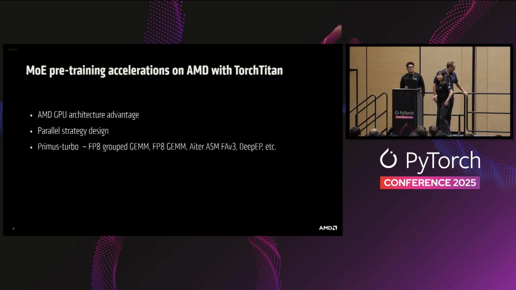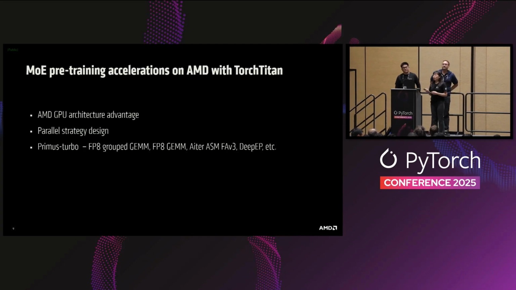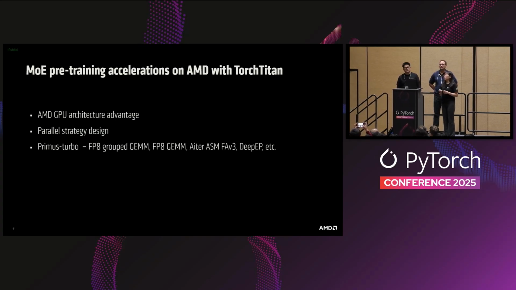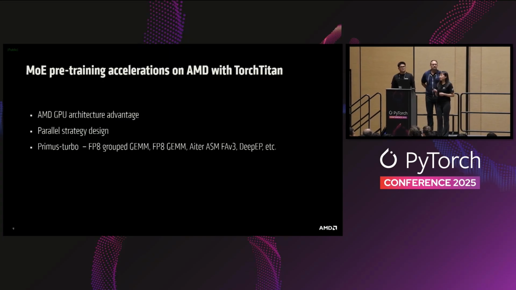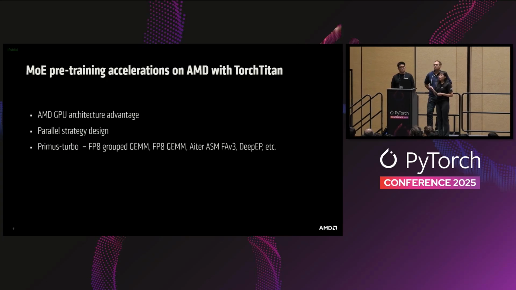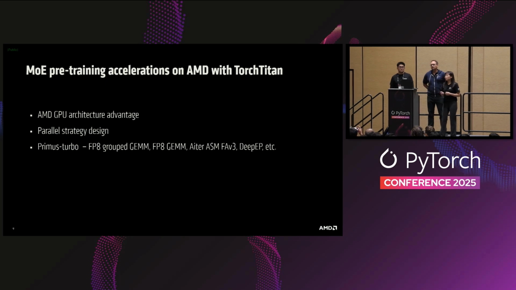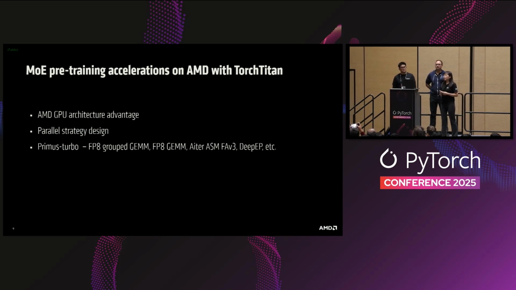Thanks, Matthias. So as we know all the challenges of MoE pre-training, let's look at how we can accelerate MoE pre-training on AMD GPUs. We will look into three key contributing areas. The first one is AMD GPU architecture advantage. The second one is parallel strategy design, and we will also introduce our new training kernel library, Primus Turbo.